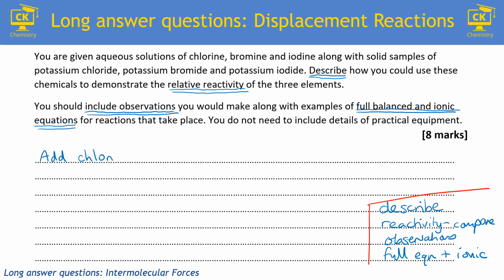So we could add chlorine to separate samples. So nice and clear, because I don't want to say I'm going to add chlorine to potassium bromide and potassium iodide, because I'm not sure whether I'm adding them together or not. I'm also not going to add chlorine to potassium chloride. We'll get onto that at the end in case that's a question that comes up, why we don't do that. So separate samples of, now I'm going to use the formulae, KBr and KI, just because it's quicker to write.